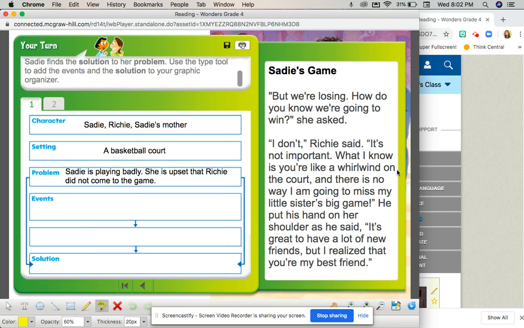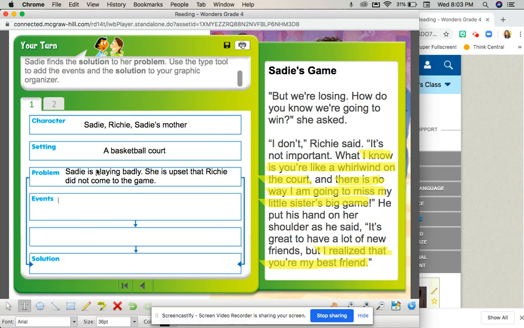So I know these details about how Richie did show up to her game after all. He said that she was like a whirlwind on the court, so he made her feel confident about playing basketball. He said, there is no way I'm going to miss my little sister's big game. He also encouraged her and said, I realize that you're my best friend. So I don't want to write all of those things in one box. I just want to come up with a short sentence here that describes all of those things.